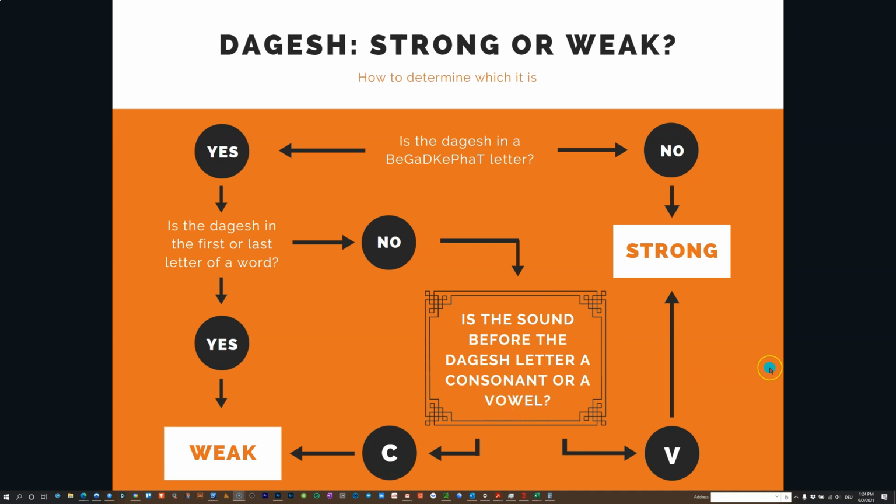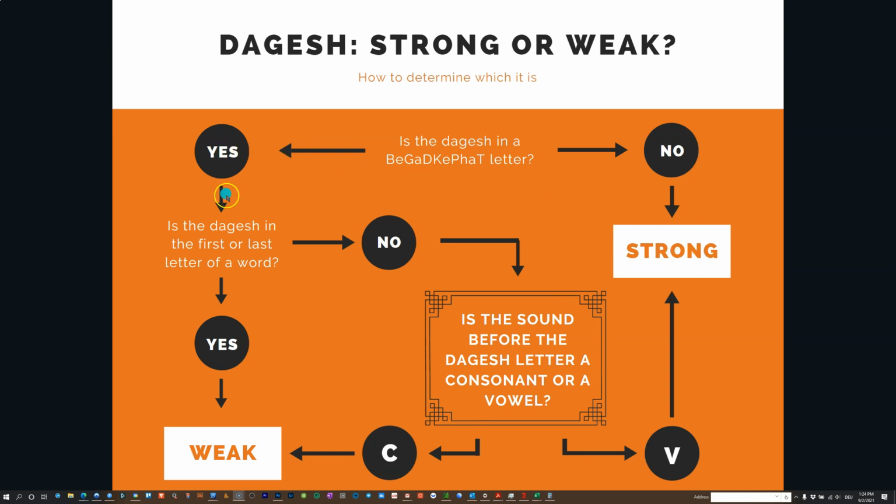Okay, so if we follow the flowchart, if we go all the way through it, we'll start up here. Is the Dagesh in a Begad Kafat letter? Is it in a Beit, Gimel, Dalet, Kaf, Pei, or Tav? If it's not in one of these letters, right away you know it's strong, because a weak Dagesh cannot appear in a non-Begad Kafat letter. All right. So if it is not in one of these letters, you know it's strong.